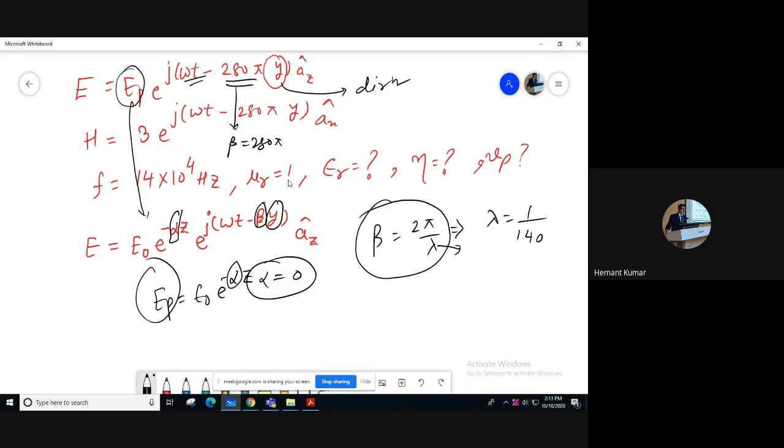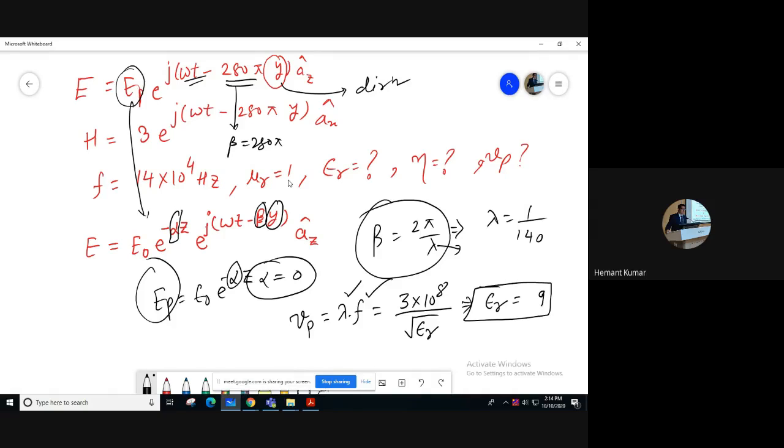Now we will calculate the velocity, because we know the phase velocity is nothing but lambda into frequency. This is a very simple formula. This is also given by the velocity of light divided by root epsilon r, the formula for the phase velocity in any dielectric. So lambda is given, frequency is given, and you can calculate the value of epsilon r. If you calculate it, it will be equal to 9.